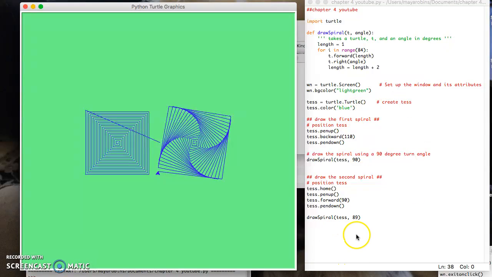I thought that the second square would be really hard, but all I had to do is change the angle to 89 instead of 90. So that was my code.